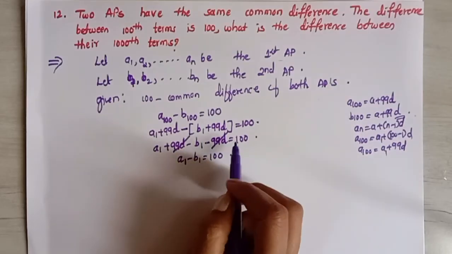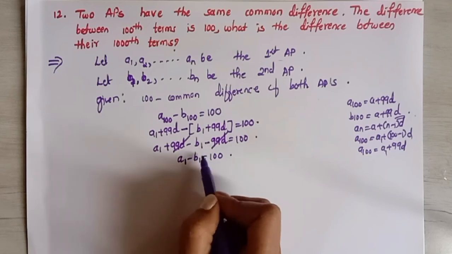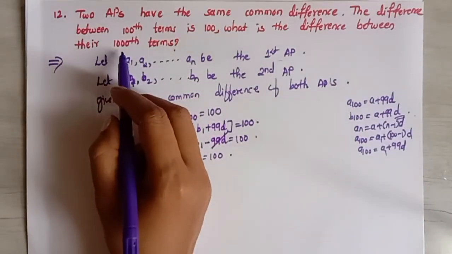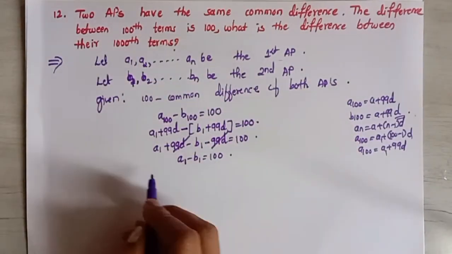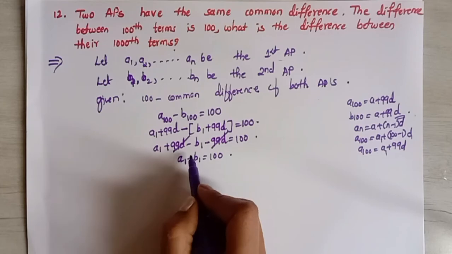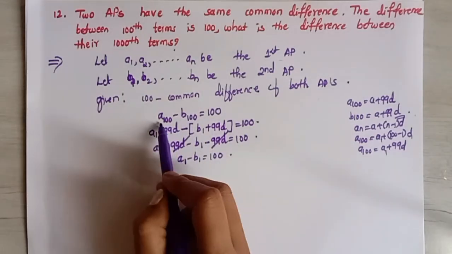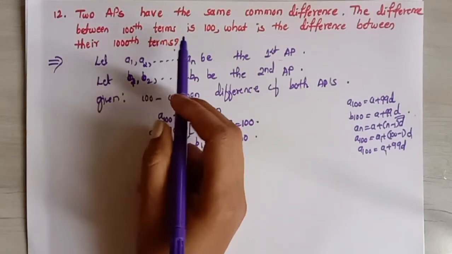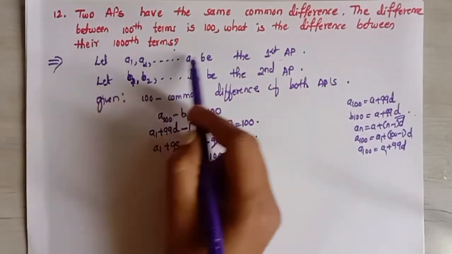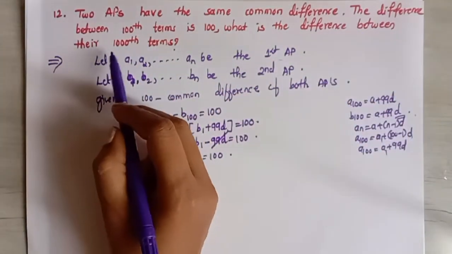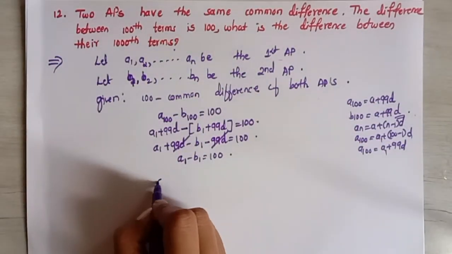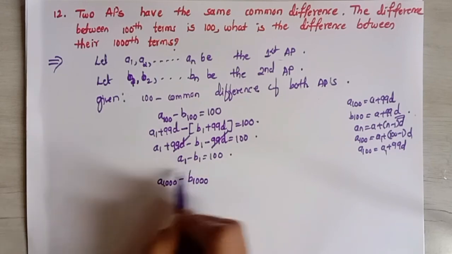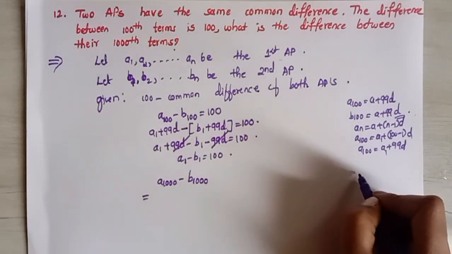We got the difference as A1 minus B1. If it is so, then what do we have to find? We have to find the difference between the 1000th term. So what is the difference between the 1000th terms? As we have taken A100 minus B100, like this we have to take A1000 minus B1000, because it is given in the question. We have to find the difference between the 1000th terms. Therefore, A1000 minus B1000 is what? We have to find this.